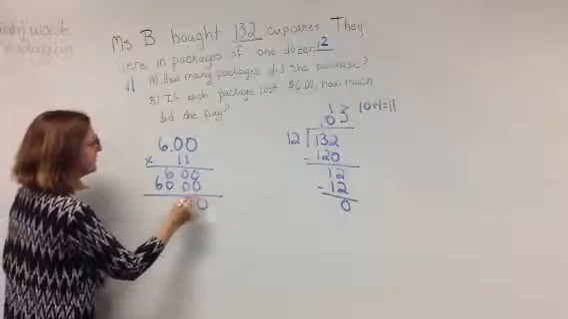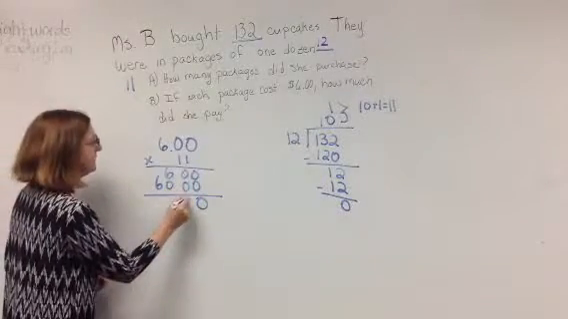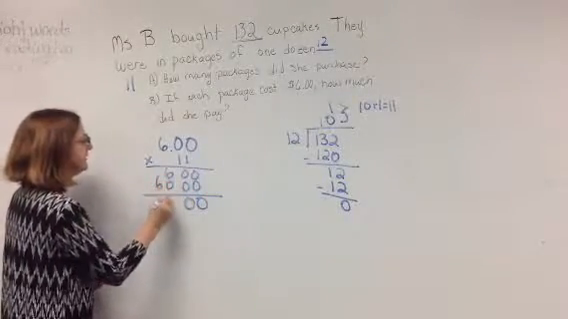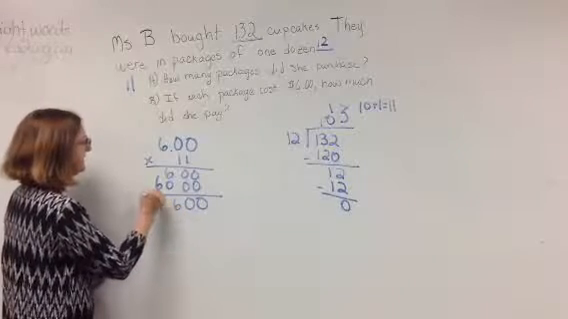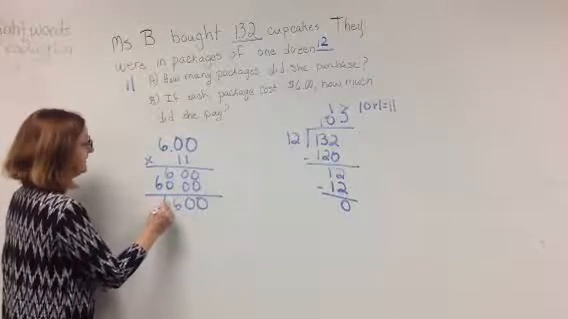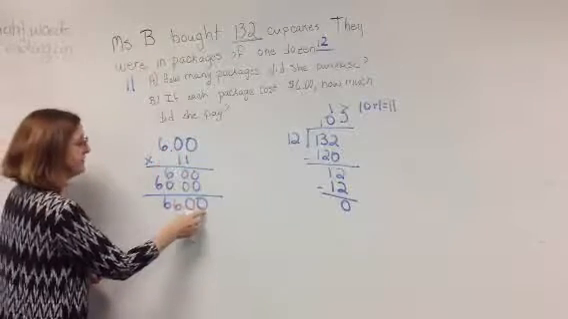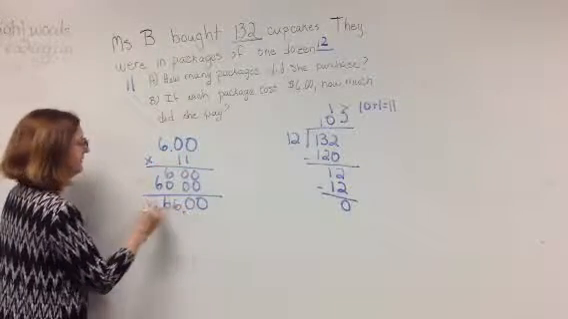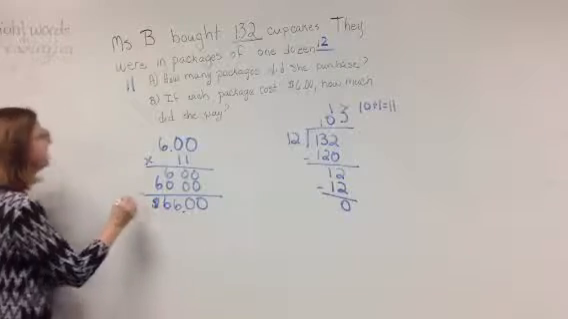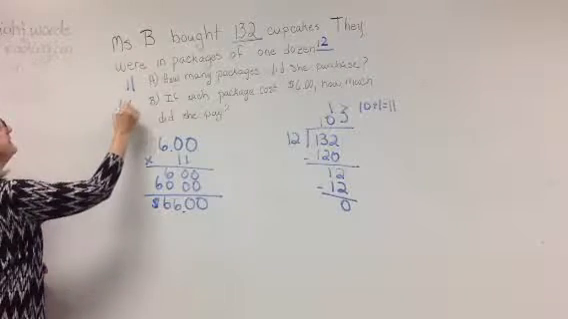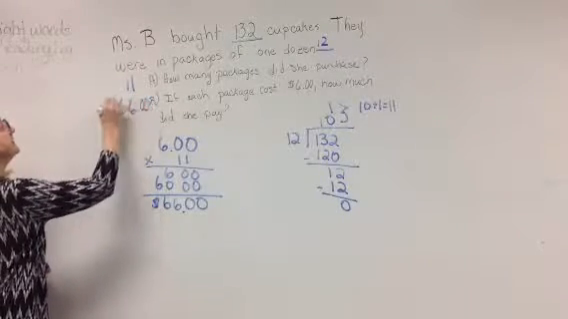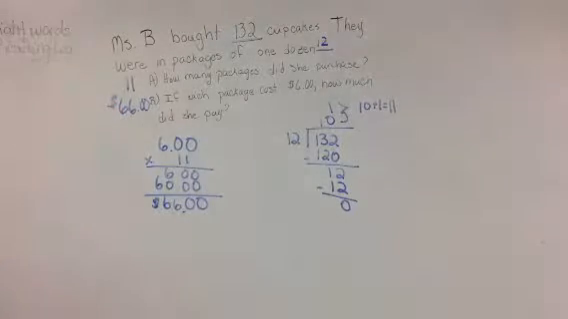So 0 plus 0 is 0. 0 plus 0 is 0. 6 plus 0 is 6. 6 plus nothing is 6. I'm 2 decimals out, so I'm going to put 2 decimals here. I'm going to put my dollar sign, and I know that she spent $66 on cupcakes for her class.